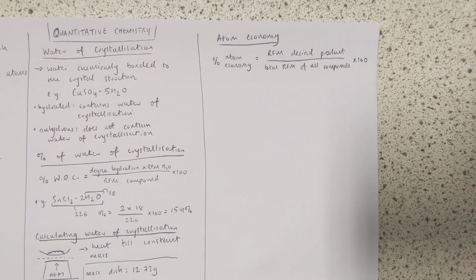The atom economy is a calculation you can do to work out how efficient a chemical reaction is. To work out the percentage atom economy, you do the RFM of the desired product of a reaction divided by the total RFMs of all the compounds in that reaction, then times it by 100. Easiest if we work out an example.